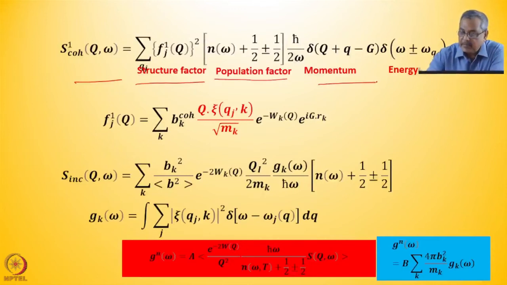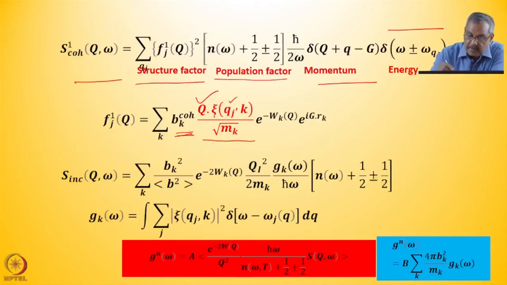Then we had a momentum transfer and an energy transfer. Here, the structure factor was coherent, b k coherent. This is the displacement part. The q is the momentum vector transfer for the experiment, not the phonon wave vector. This is the phonon wave vector. So this displacement is for the kth atom, contributed by the jth branch at momentum vector q.